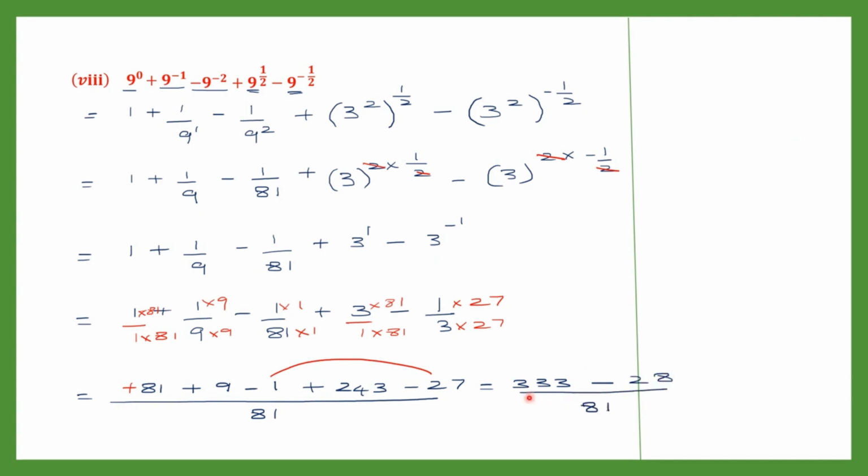Now when you subtract 333 minus 28, we get 305 by 81. Now we have to convert it to a mixed number. That will be 362 by 81. So this will be your final answer.